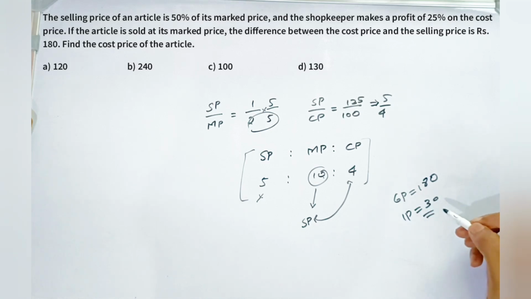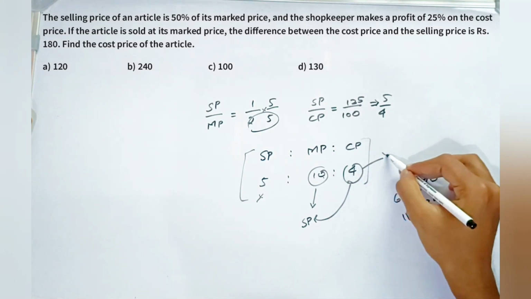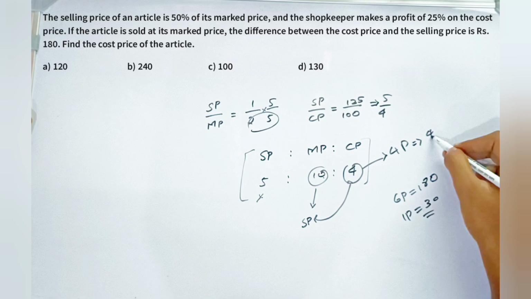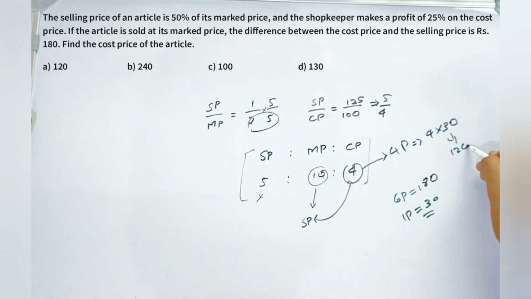In the question, it is given that we have to find out the cost price. Cost price is nothing but 4 parts. So 4 parts, 1 part is equal to 30. 4 into 30 is 120. So 120 is the answer.